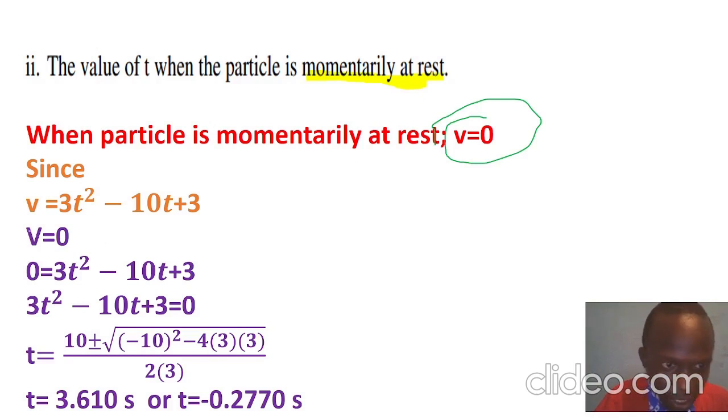So now that we've already found the velocity function in the previous computations, we're just going to equate this with 0. Now we want to get t. And you see, it boils down to a quadratic equation. Using the quadratic formula, you get two values of t. t is equal to 3.610 seconds, or t is equal to negative 0.2770 seconds. So that is how we get t when the particle is momentarily at rest.